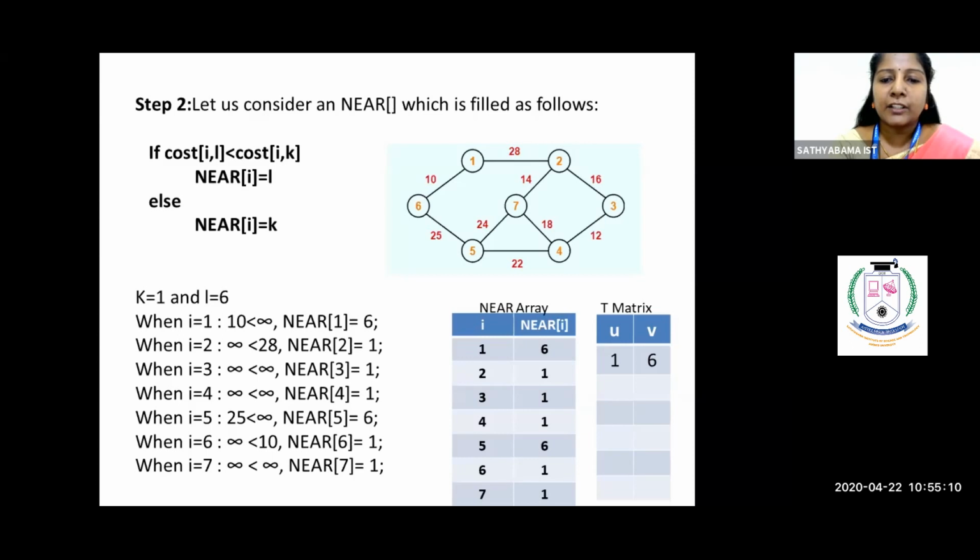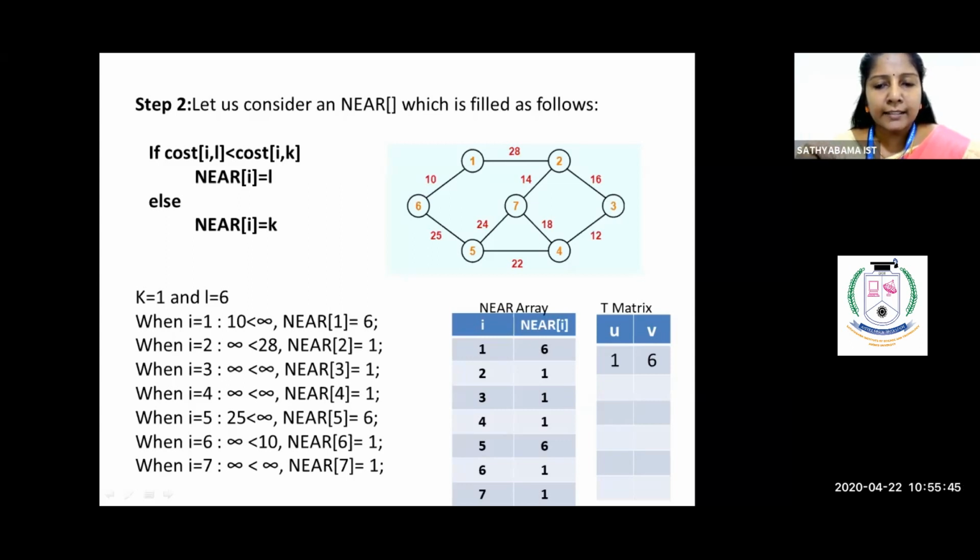In the first iteration, I takes the value 1. When I equals 1, what is cost of 1, 6? Cost of 1, 6 is 10. And what is cost of 1, 1? It is infinity. So 10 is less than infinity. The condition is true. If the condition is true, the L value is updated in the near array. So in the first entry of the near array, 6 is filled. Now we move to the next iteration.